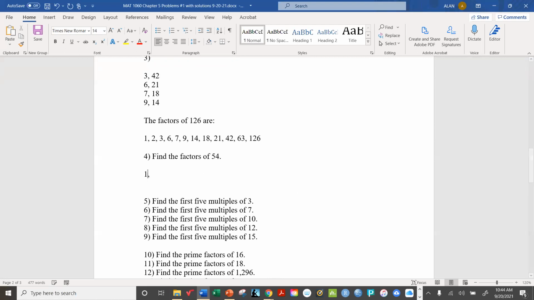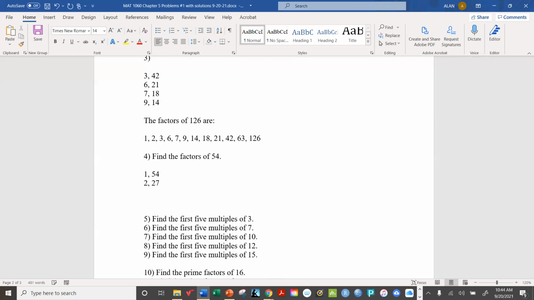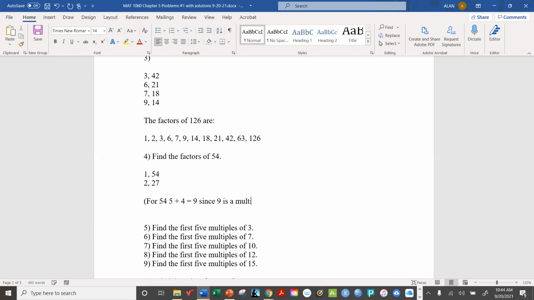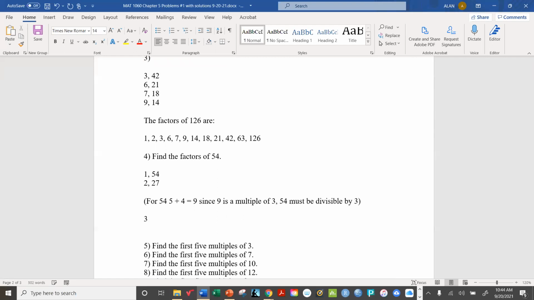All right, one more, 1 and 54. Now this is an even number, it must divide by 2. And watch this. What do you know? Since 9 is a multiple of 3, 54 must be divisible by 3, which means you got 3 and 18.